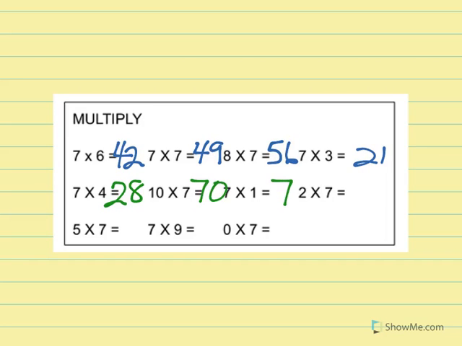7 times 1 is 7. 2 times 7 is 14. 5 times 7 is 35. 7 times 9 is 63. And we know anything times 0 is 0. Hopefully those are easy breezy for you now.